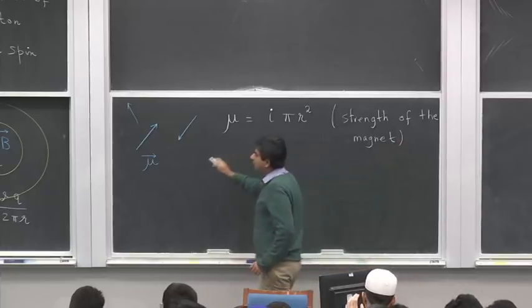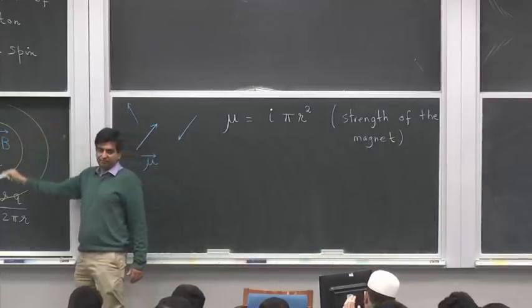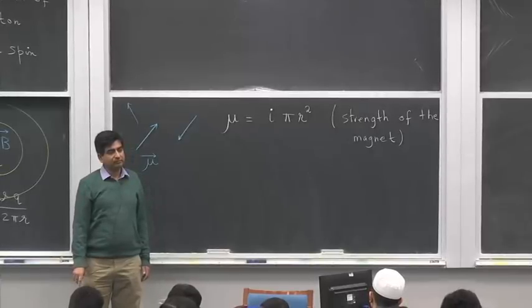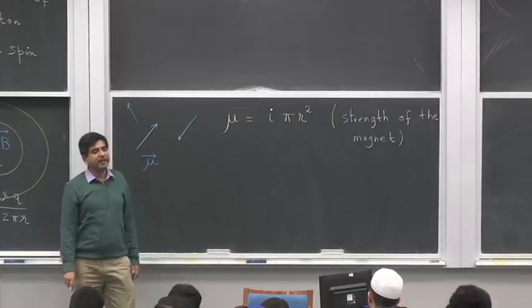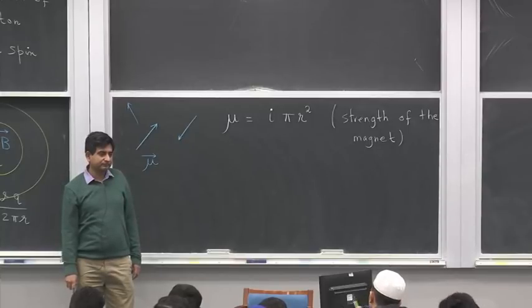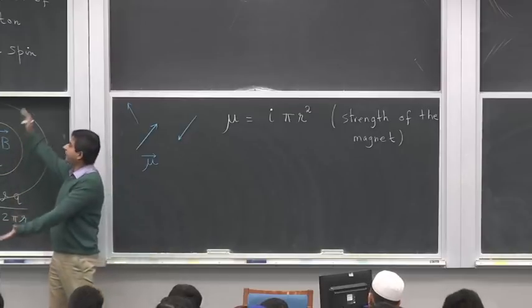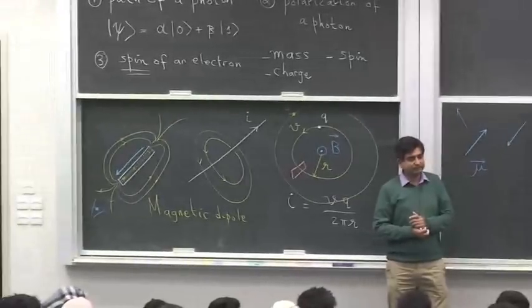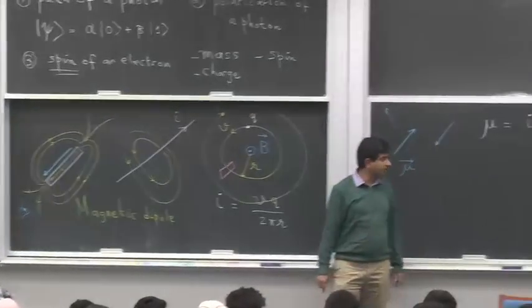Now let's find mu for this circulating charge. The dipole moment increases. Bigger the area, bigger will be the dipole, the strength of this magnet. Okay, and this is the relationship.